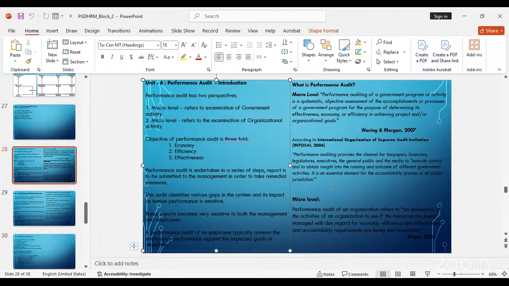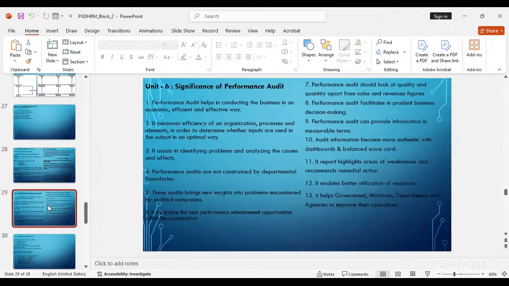Now, why is it so important? Why is auditing important? It will enhance the efficiency of the organization by auditing existing processes and enhancing or developing new processes. So that is the reason it is very essential, right?